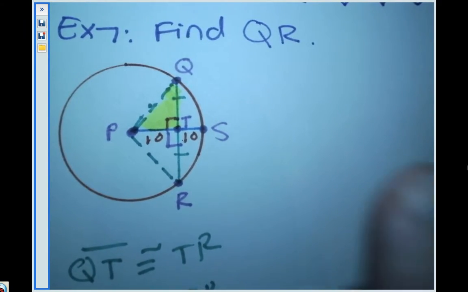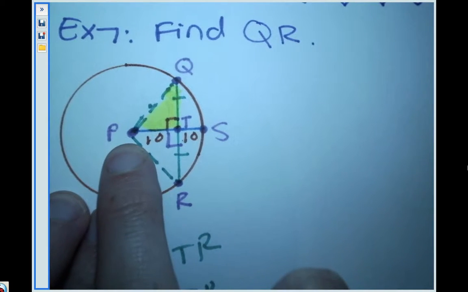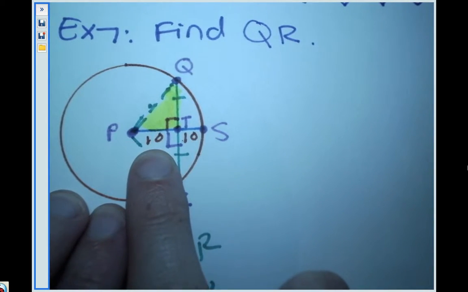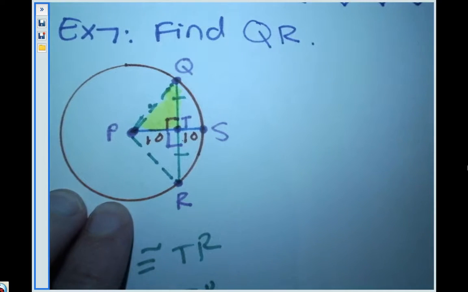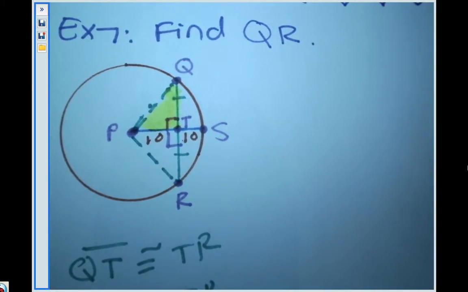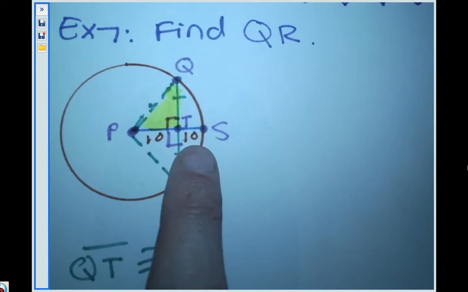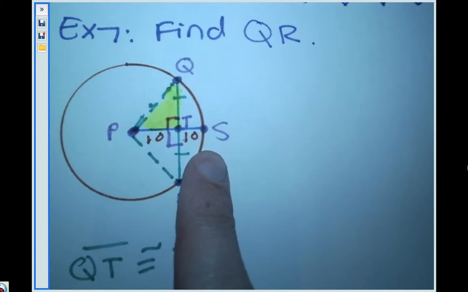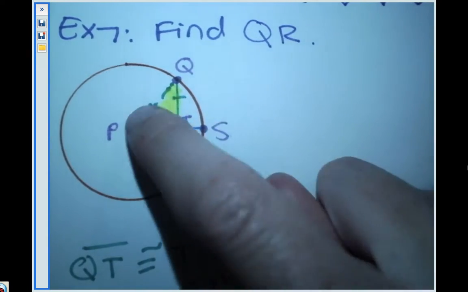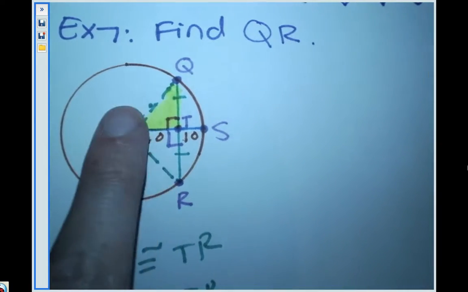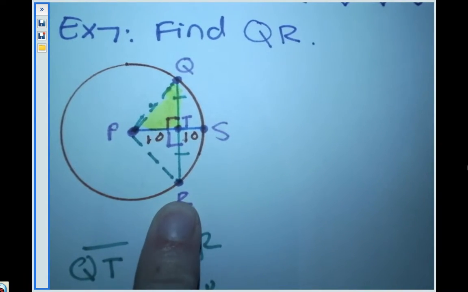So I know that segment PT is 10. Since PQ is a radius, remember, all radii in a circle are the same length. So do you know the length of one radius of the circle? PS is 10 plus 10, which is 20. So I know PS is 20, which means that PQ is 20. Remember, you could also say that PR is 20 as well. So I'm going to label that as 20.